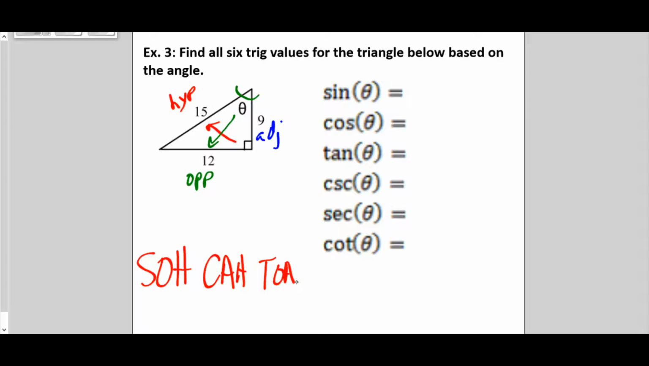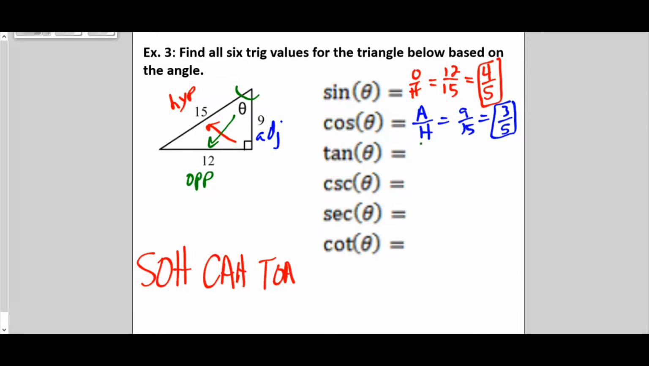So I'm going to start with sine of theta. Remember, sine is opposite over hypotenuse, so I'm going to do O over H. So opposite is 12, and the hypotenuse is 15. And you do need to reduce the fraction. These are both divisible by 3, so this will be 4/5. Cosine of theta is adjacent over hypotenuse, so A over H. So that would be 9 over 15. Again, these are both divisible by 3, so this would be 3 over 5. So if you can simplify the fraction, make sure you do that.